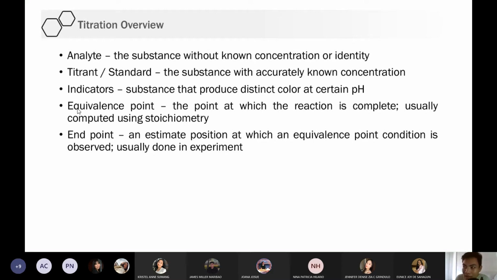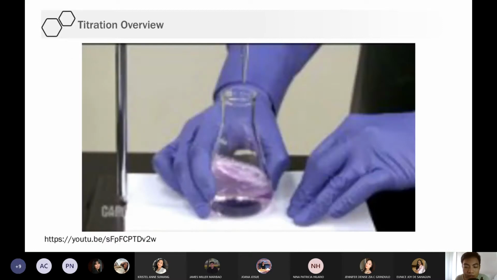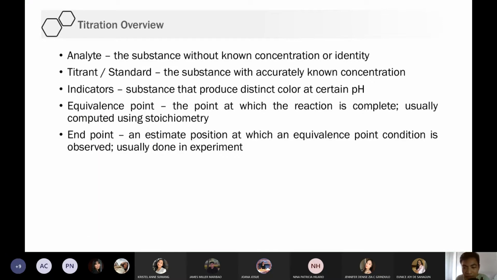Kaya minsan ini-interchange na lang namin to. Pero take note that yung endpoint, malalaman mo lang yan kapag may color change na nangyari. Pero ang equivalence point, ito yung stoichiometry. Ito yung calculation. Ito yung experimental. At again, ang equivalence point, stoichiometry calculation yan. Ang endpoint, nalalaman to by experiment. And an endpoint is an estimate of the equivalence point. So, yun lang yung mga terms. Mamaya ma-interchange natin yan later on, kita nyo kung paano gamitin yan.